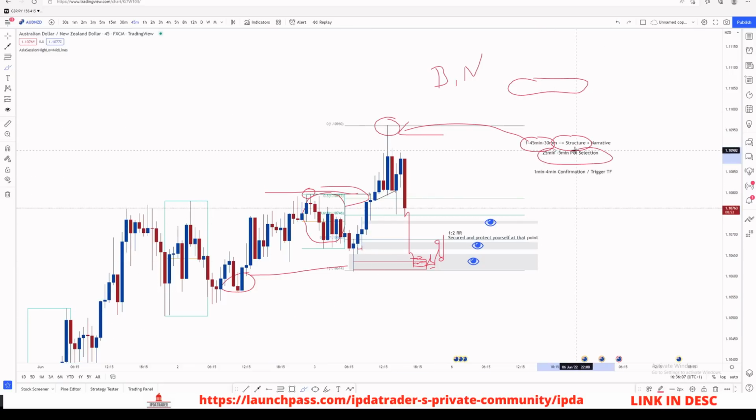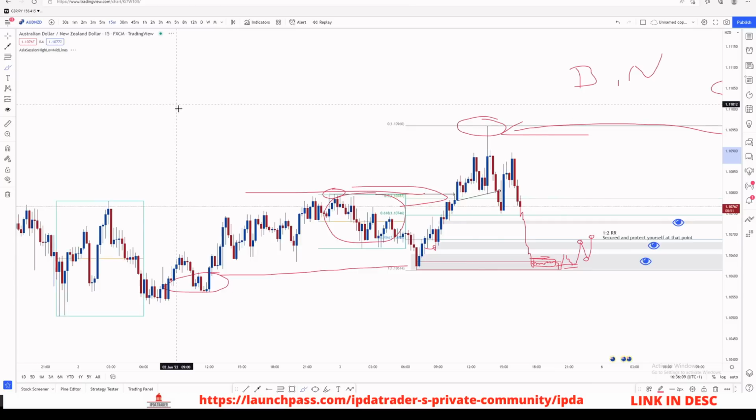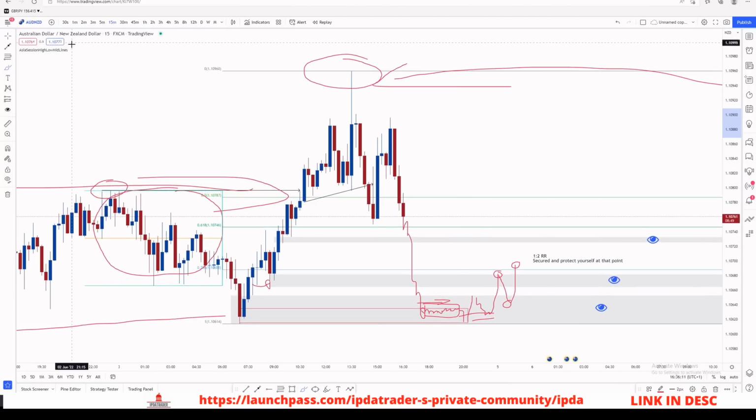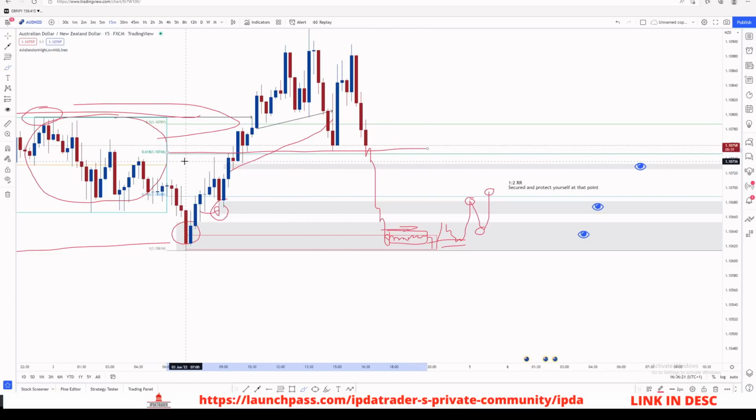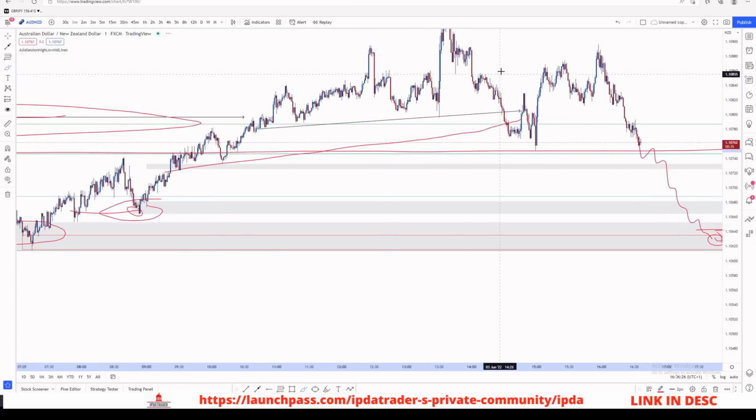Number 2, POI selection. We zoomed in to a little bit of the lower time frames and we identified POI structures, which are very simple to do. Order block over here, FE over here, liquidity over here, discounted areas below this line. Very simple. Step number 3, we're going to wait for a confirmation.